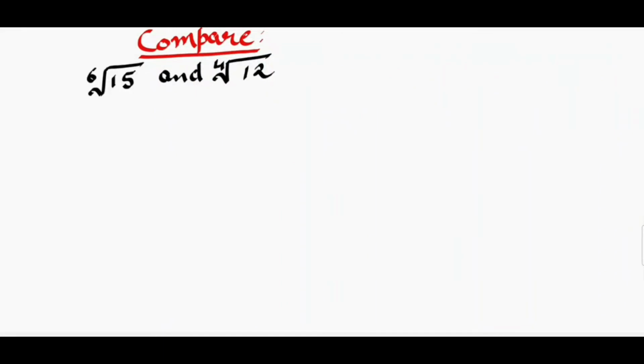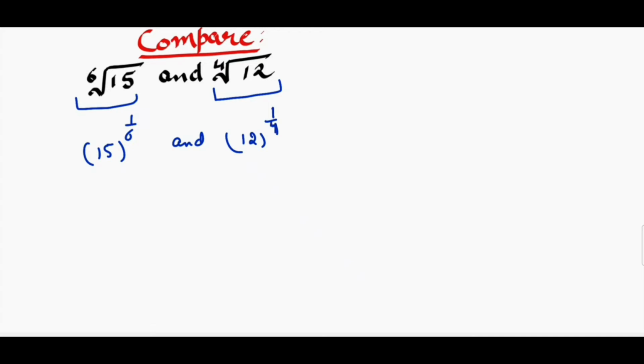We have to compare these two surds. We know that we can write this as 15 raised to power 1 by 6 and we can write this as 12 raised to power 1 by 4. So for 15 we have power 1 by 6 and for 12 we have power 1 by 4. Now we have to compare these.